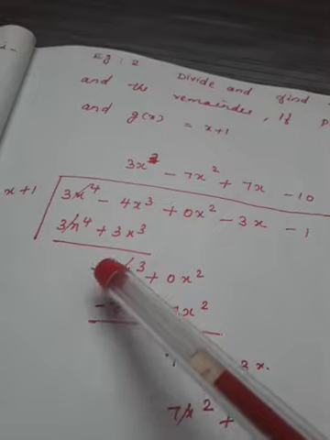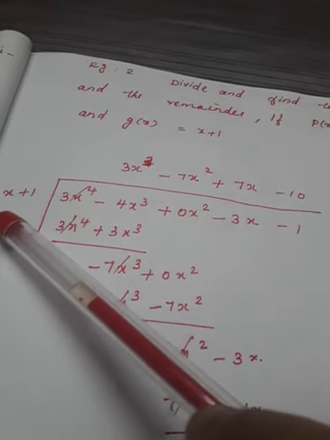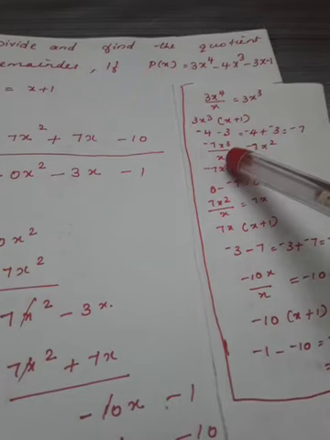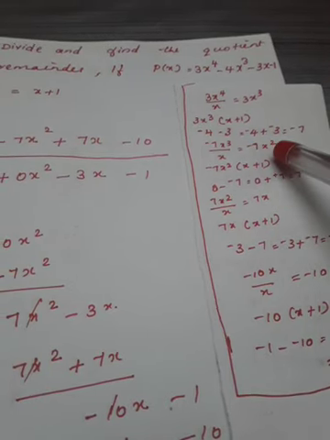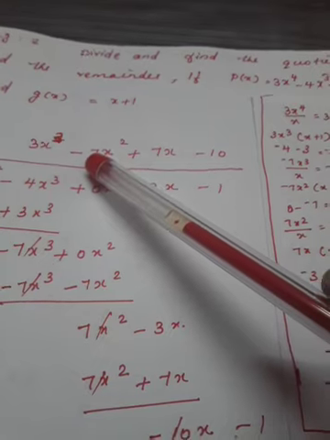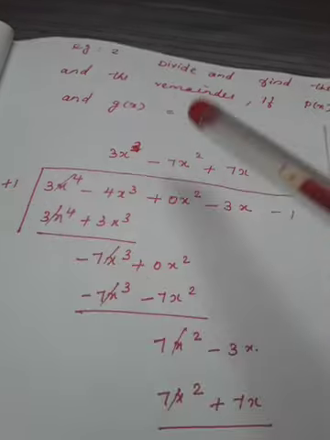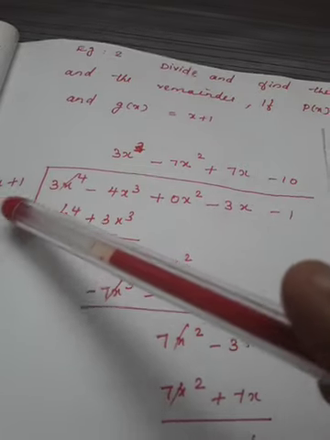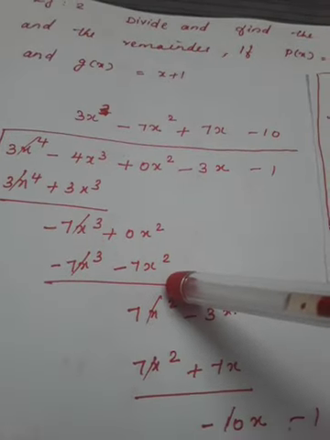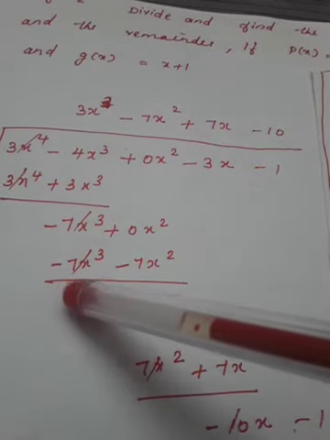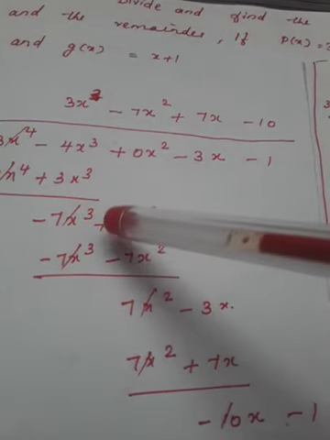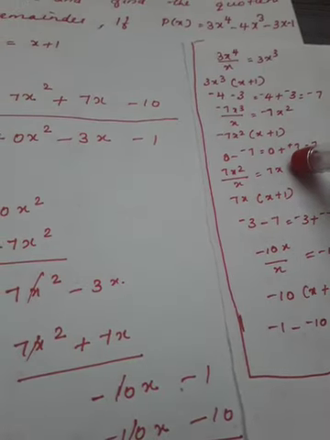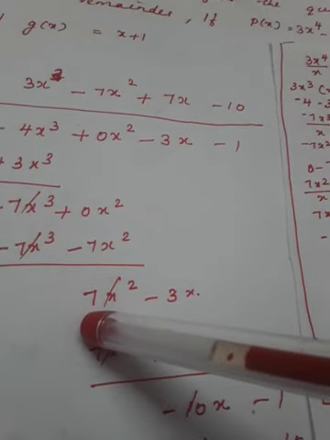Then we take again the first terms negative 7x cube and x. Then we divide them. Then what we will get? Negative 7x square. That we need to write in the quotient part. Then multiply negative 7x square by x plus 1. Negative 7x square into x is negative 7x cube. Negative 7x square into positive 1 is negative 7x square. Again subtract, this will be cancelled. Now this x square is common. 0 minus negative 7 is 0 plus positive 7, that is equal to 7. That we need to write here.